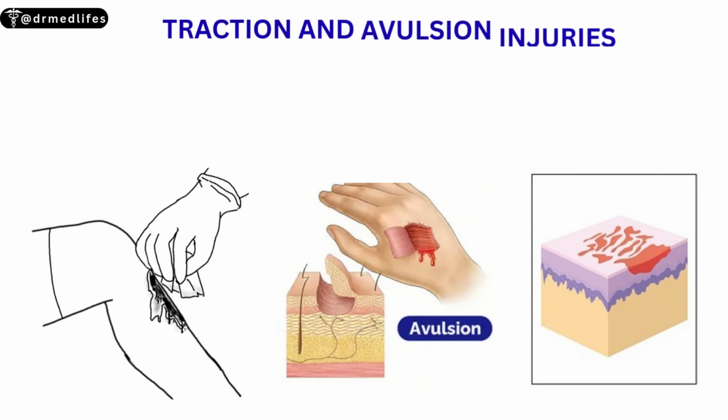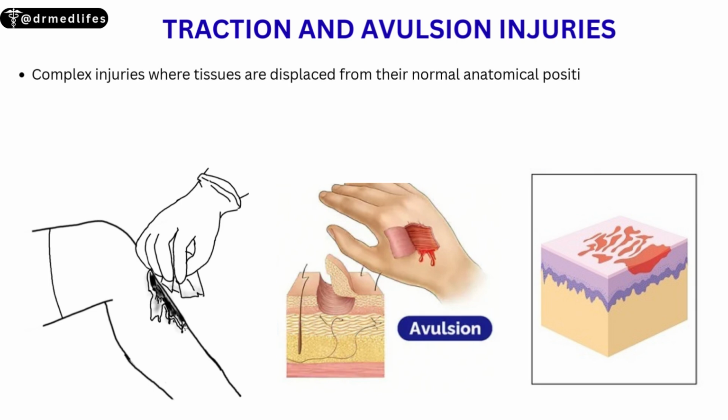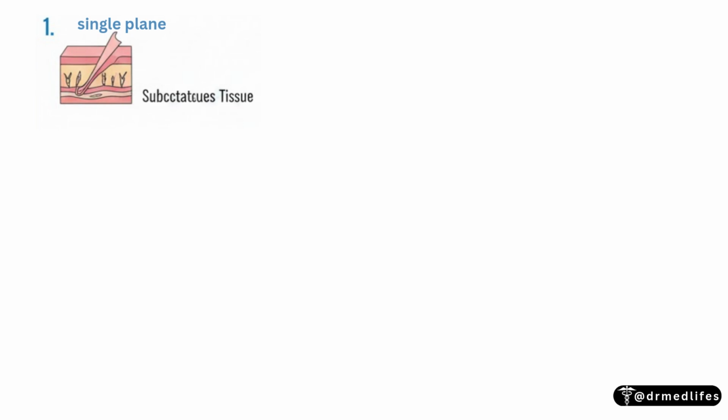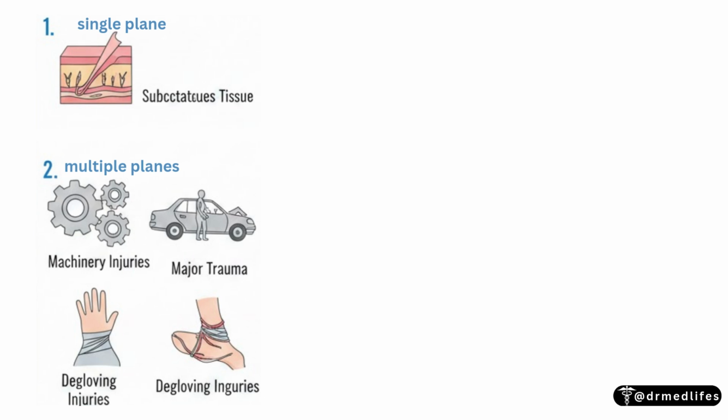Eighth one is traction and avulsion injuries. These are complex injuries where the tissue gets displaced from its normal anatomical position and alignment. This can occur in a single plane like subcutaneous tissue or in multiple planes as seen in machinery injuries, major trauma, or degloving injuries.